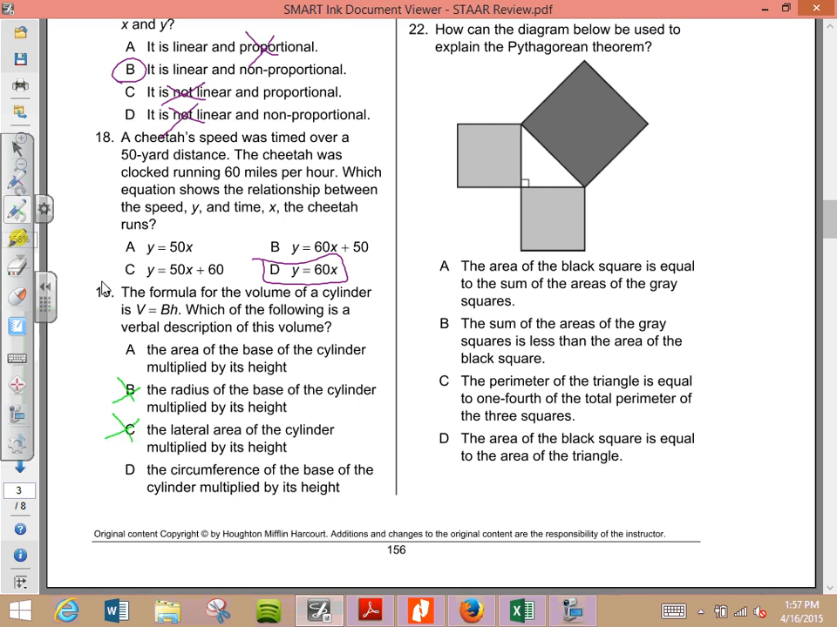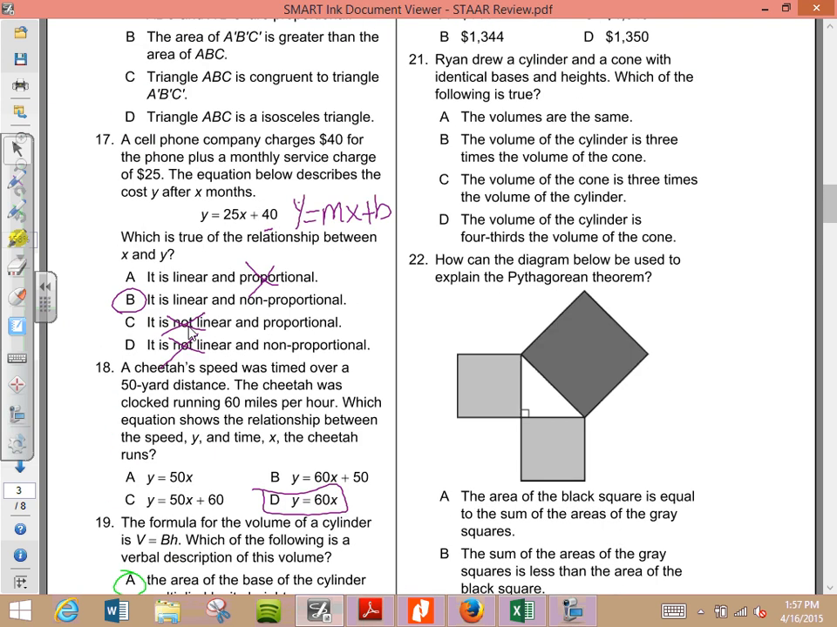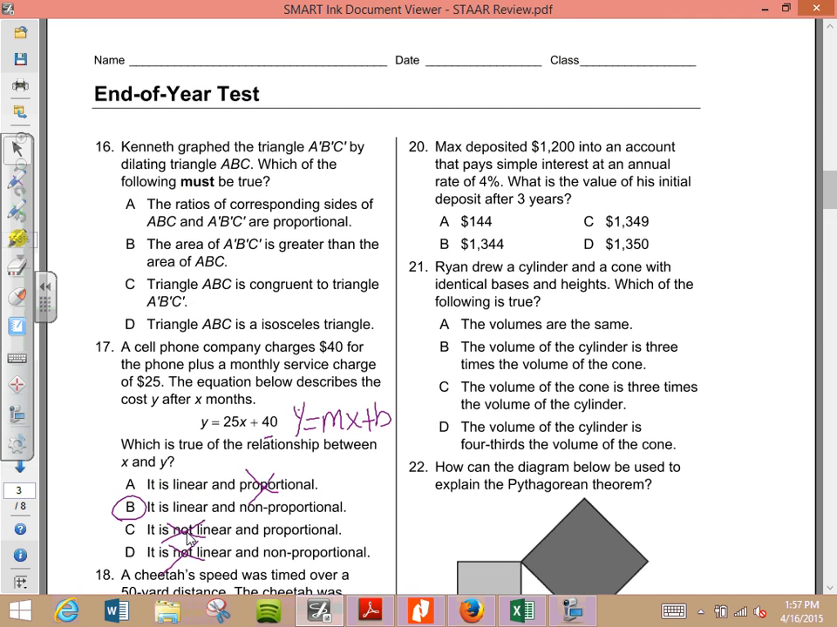The circumference, no, that's the perimeter, so no. A is the right answer. And that's what capital B stands for, right? Area of the base.